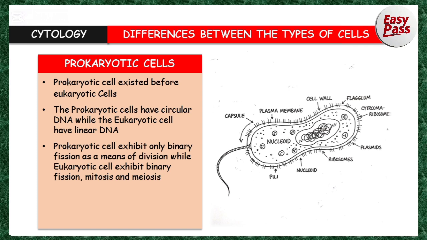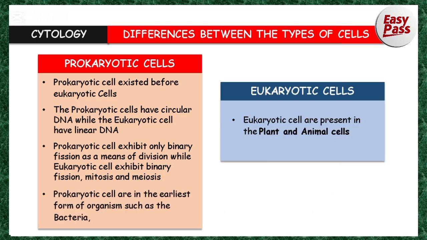The prokaryotic cells are generally the earliest form of organisms that we have, like the bacteria and the cyanobacteria. Those are examples of prokaryotes. While the eukaryotes, we have examples like the plant and animal cells. They are major examples of eukaryotic cells.